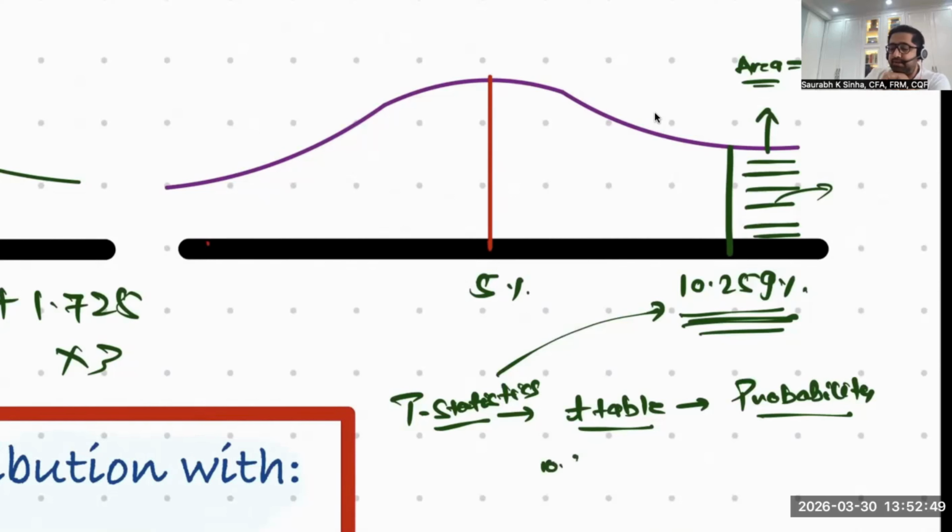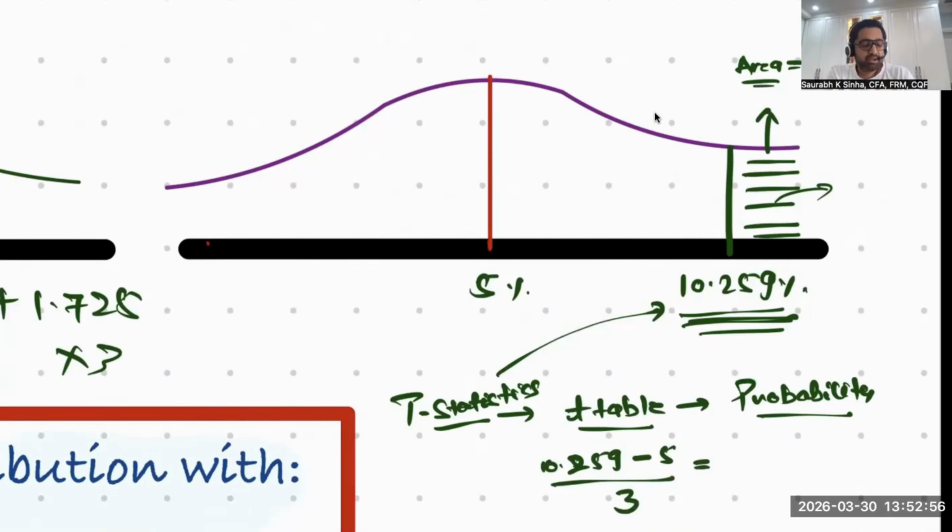So 10.259 minus 5% upon 3, which is again x minus mu upon sigma. 10.259 minus 5 upon 3 will give you the value of 1.753. This is your T statistics. This is how many standard deviations you are away from the mean.